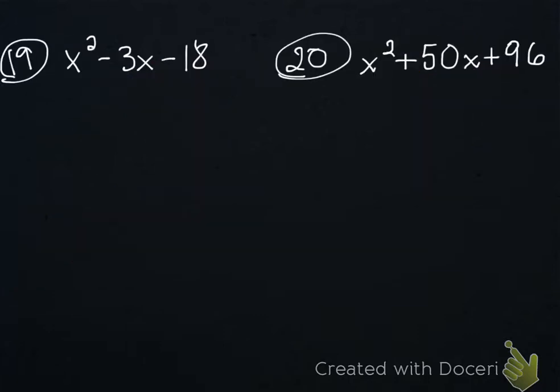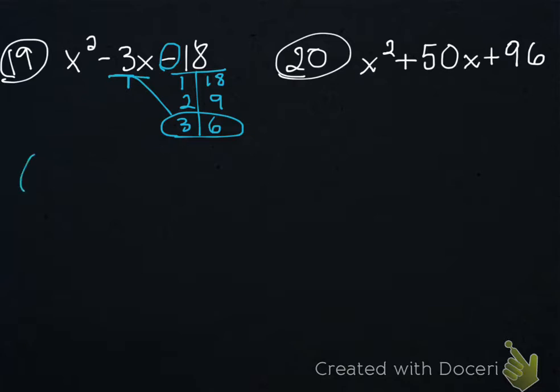Number 19. What is the constant? Constant is 18. What multiplies to give me 18? 1 and 18, 2 and 9, 3 and 6. That constant is negative. My 18 is negative. So I have to see which one subtracts to give me the middle term. 6 minus 3 subtracts to give me the 3 in the middle.